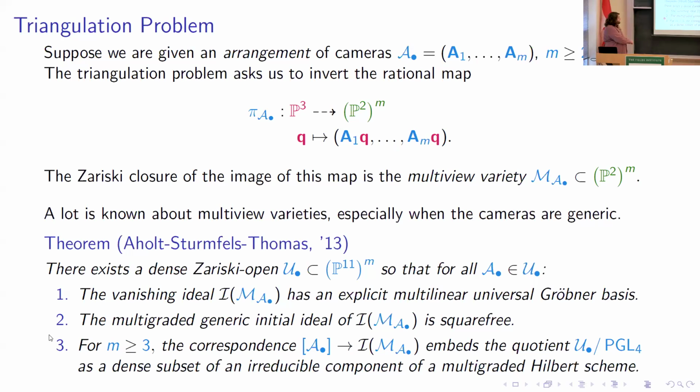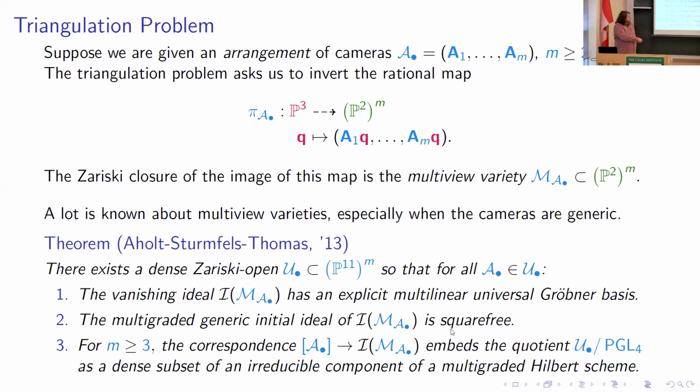The second of these 3 results is that these ideals are nice in other ways. So if you look at the multigraded generic initial ideal, so you change coordinates in each P2 factor independently and take the initial ideal, you will get a square-free initial ideal. And these are called Cartwright-Sturmfels ideals. Elisa Gorla is an expert on these things. So that's another nice aspect of the structure of multi-view ideals.